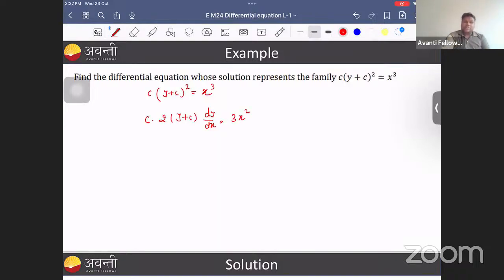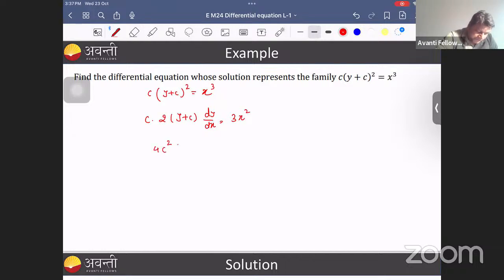First time differentiation. Now, before doing it any further, you just have to see how many independent arbitrary constants are there. I see only one, that is c. So you just try to find the value of c from both of them. So what do I do? You square the second equation.